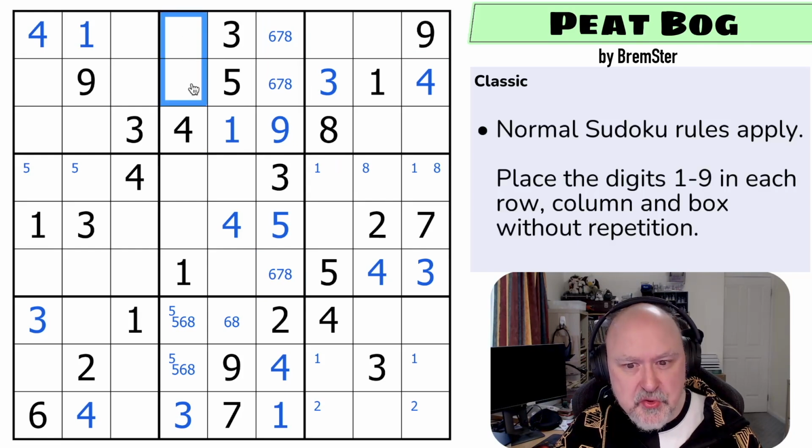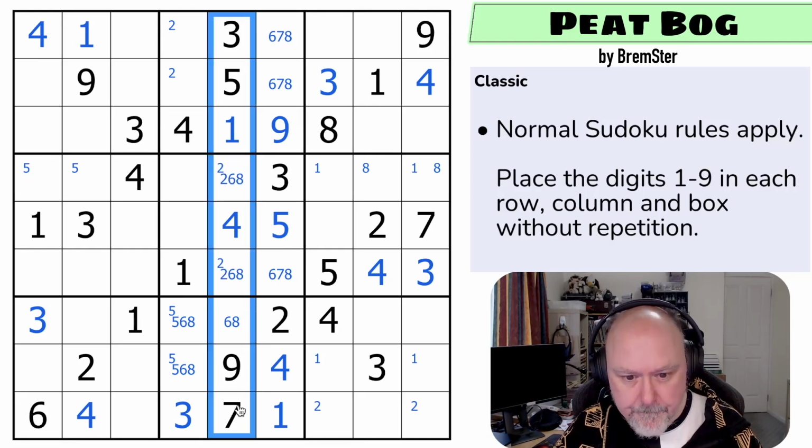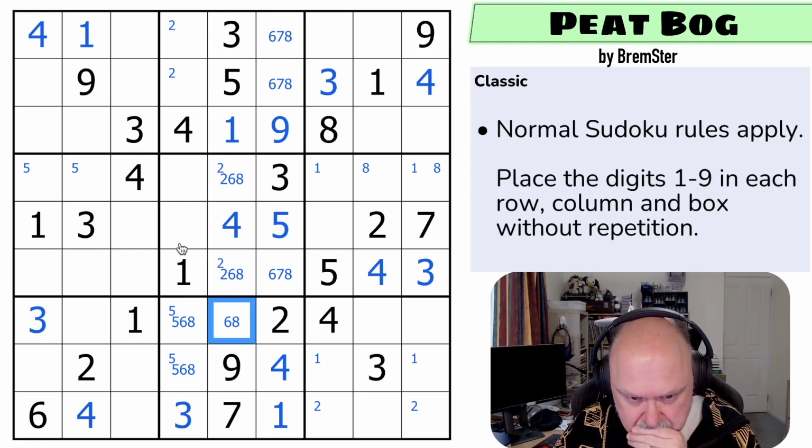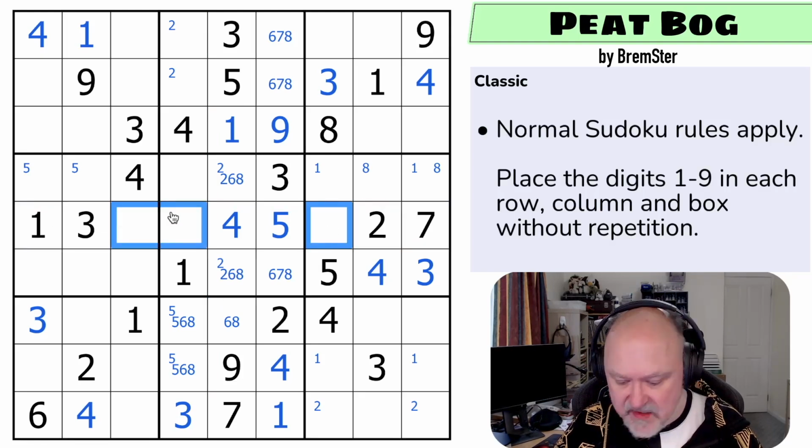I do have a 2 in one of these now. So 2 has to be in one of those two, and therefore 2 is in one of those two. This is actually 2, 6, 8, because of the column. This row is restricted as well. I've got 1, 2, 3, 4, 5. So this is 6, 8, 9. And there's no 8 there.